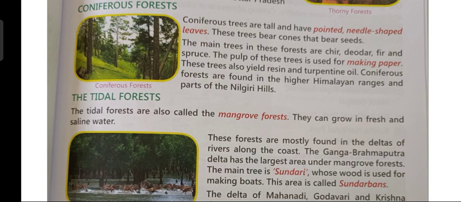Coniferous trees are tall and have pointed needle-shaped leaves. These trees bear cones that bear seeds. The main trees in these forests are cheer, deodar, fir and spruce. The pulp of these trees is used for making paper. These trees also yield resin and turpentine oil. Coniferous forests are found in the higher Himalayan ranges and parts of the Nilgiri hills.